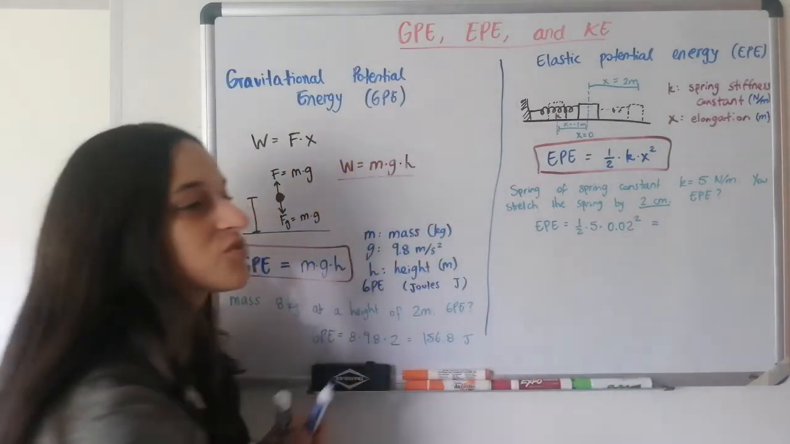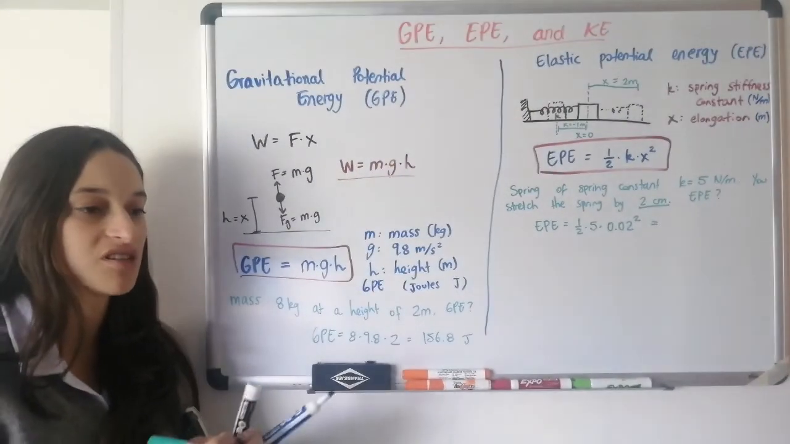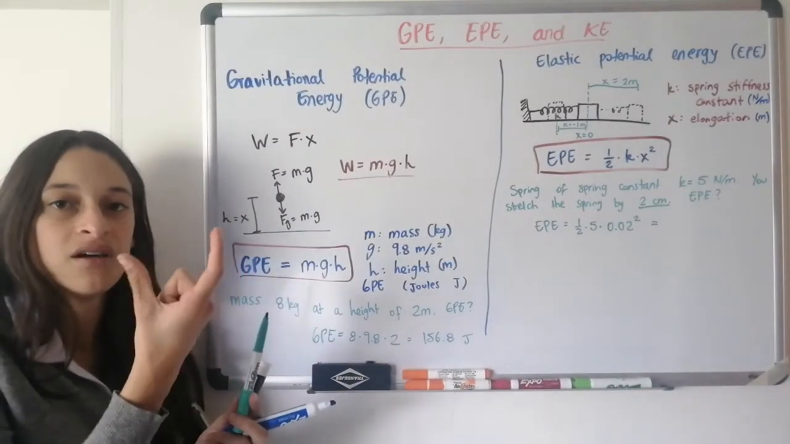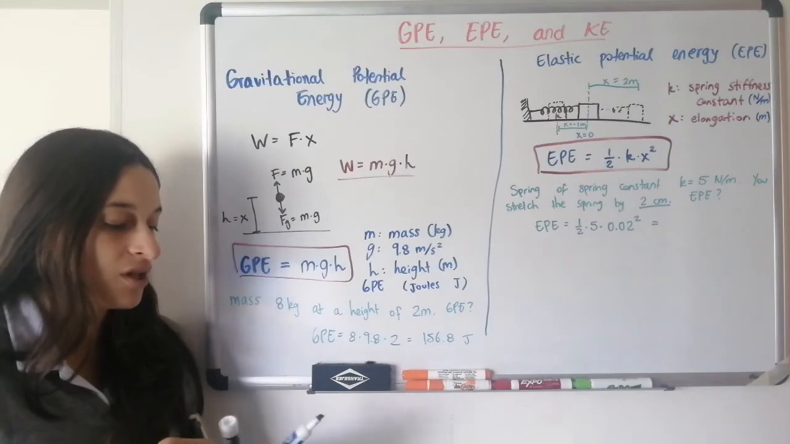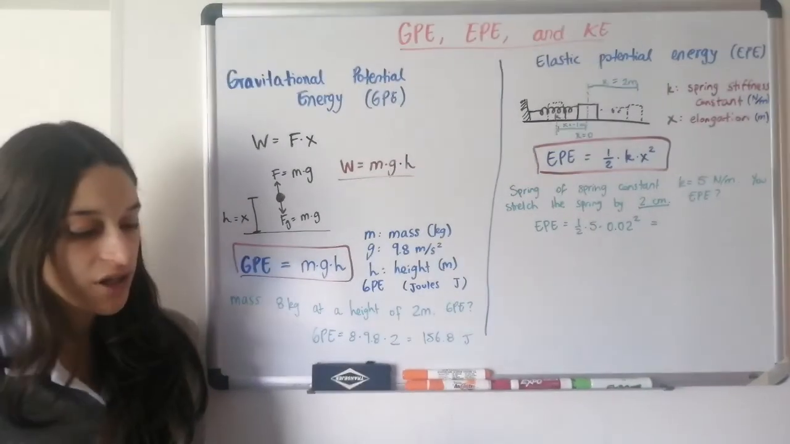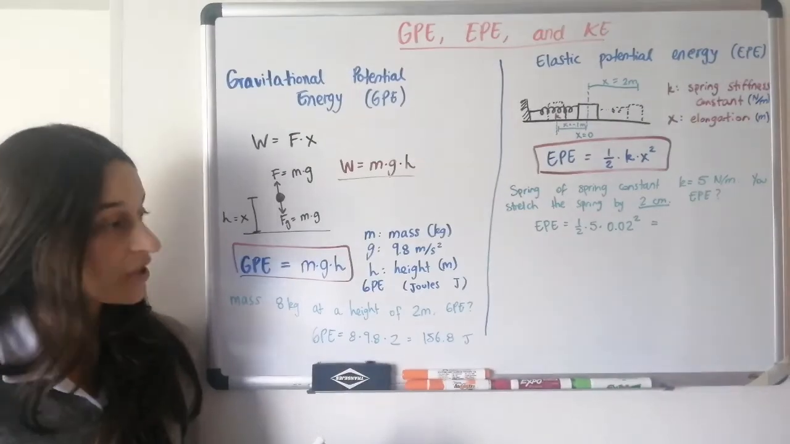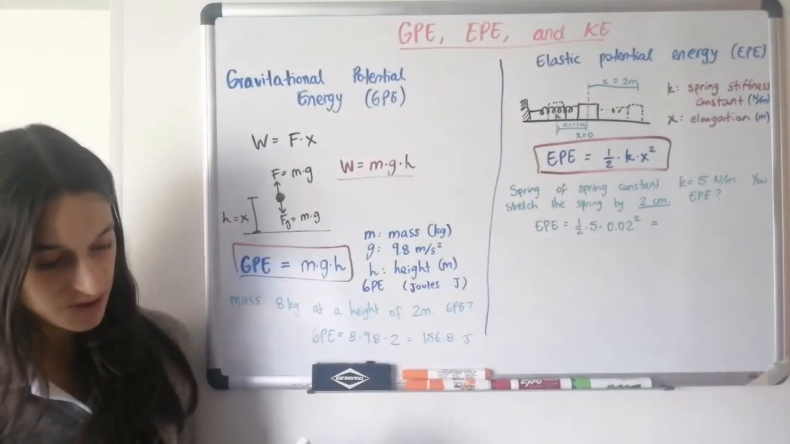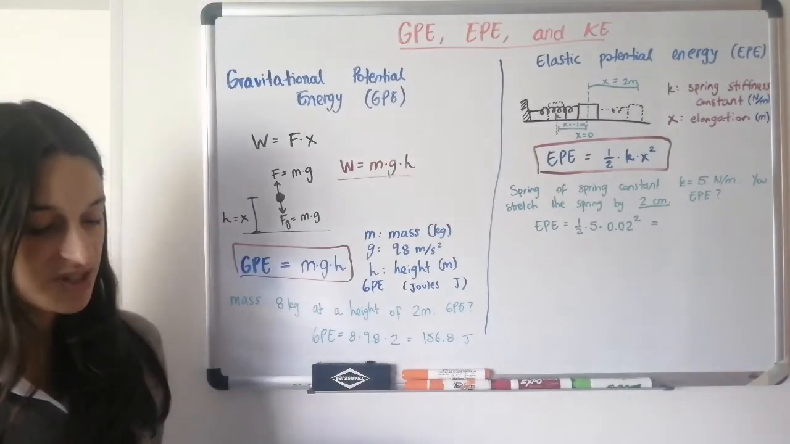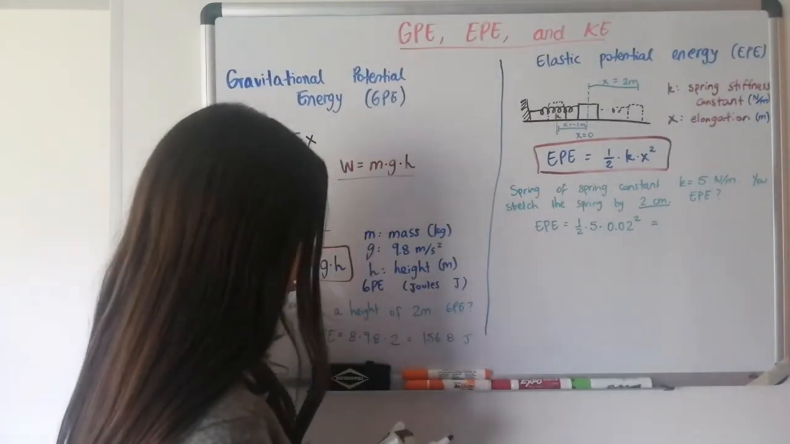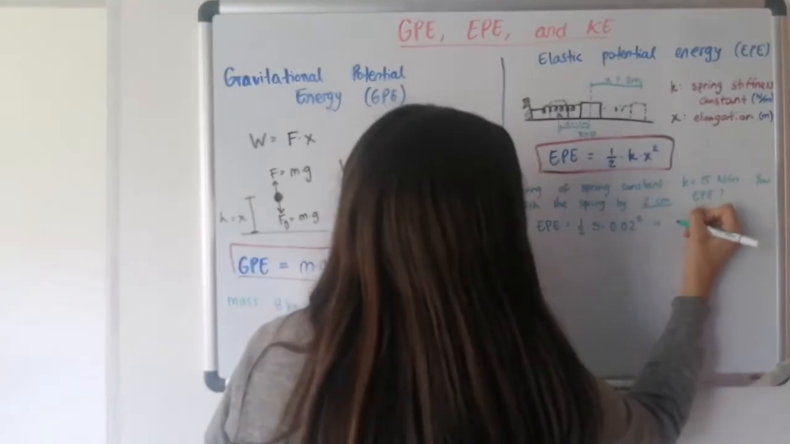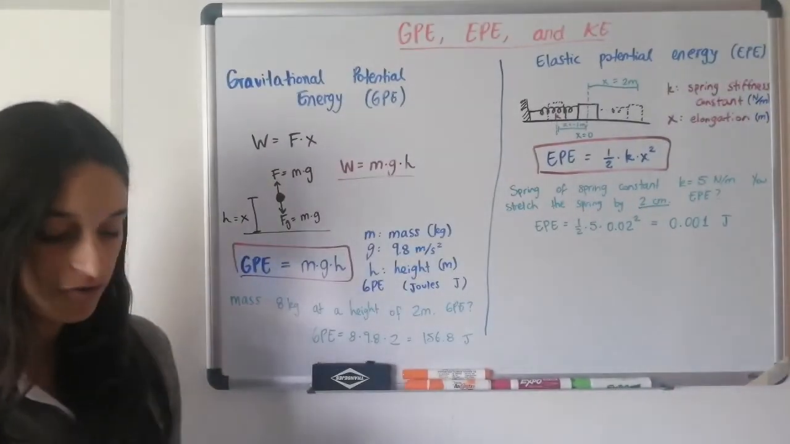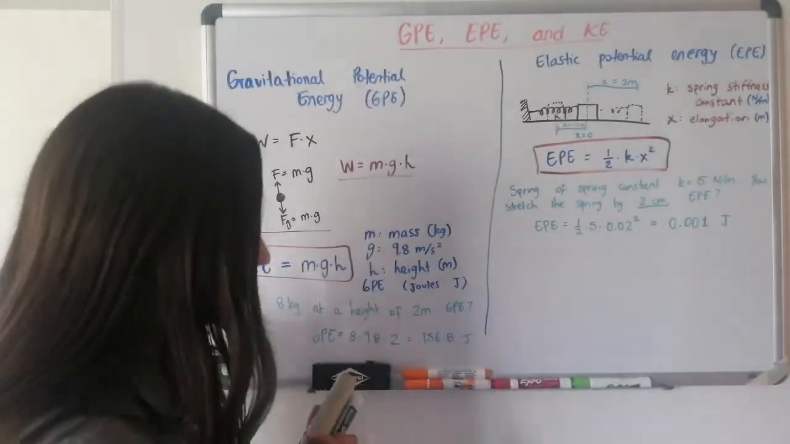So it's always going to be a pretty small number, because usually you don't have springs that you can elongate a whole meter or a kilometer. No, you usually just elongate a spring a small amount in centimeters. So we put that into the calculator. So we're going to get 1/2 times 5 times 0.02 squared gives me 0.001 joules. That would be the answer for the example. I'm going to erase and do the last equation.